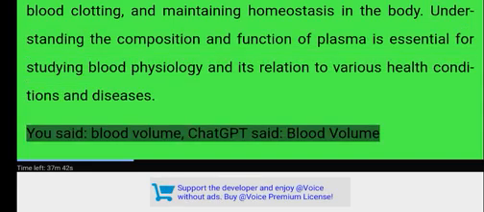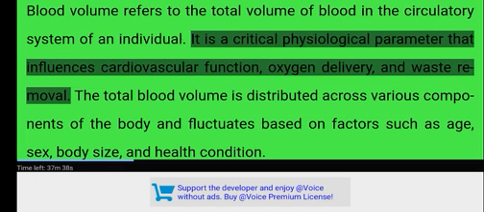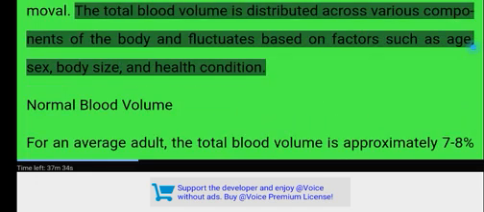Blood volume. Blood volume refers to the total volume of blood in the circulatory system of an individual. It is a critical physiological parameter that influences cardiovascular function, oxygen delivery, and waste removal. The total blood volume is distributed across various components of the body and fluctuates based on factors such as age, sex, body size, and health condition.